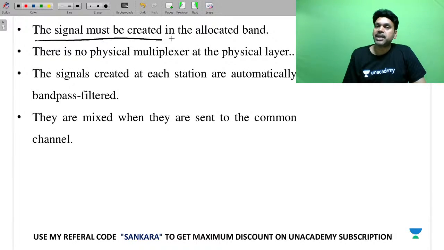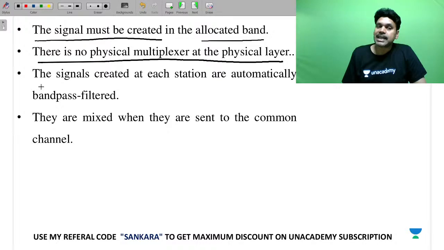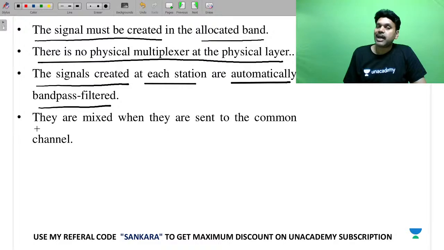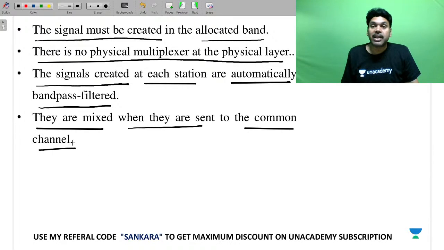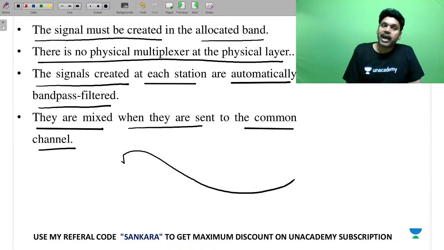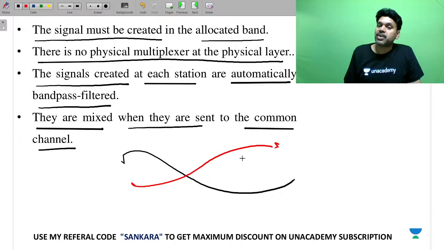So the signal must be created in the allocated band. There is no physical multiplexer at the physical layer. Everything is done by the data link layer only. The signals created at each station are automatically bandpass filtered, and they are mixed when they are sent to the common channel. But they never collide. Please see that. He is transmitting data and the other guy is also transmitting data, but they never collide. Why? Because you are coming with some frequency 1 and the other guy is using frequency 2, so they are not going to collide. This is N2 and this is your N1.